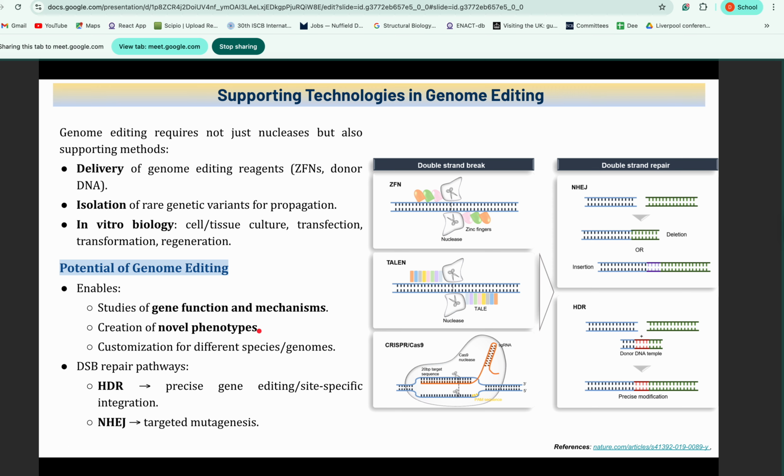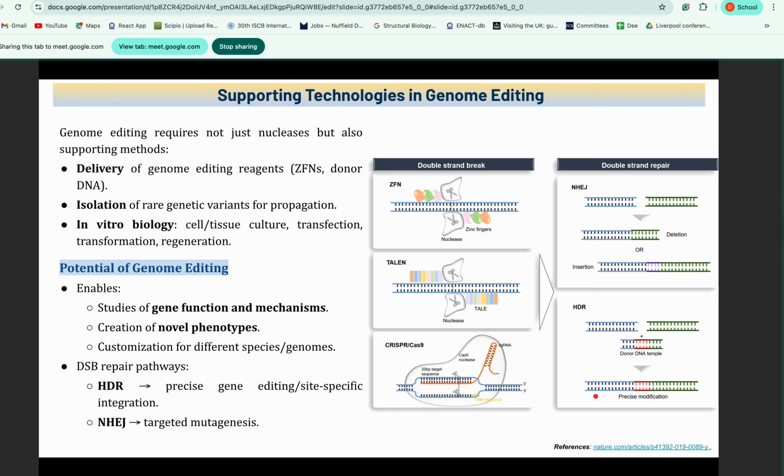You can design novel phenotypes. You can customize for different species and genomes. Then there are double strand break repair pathways. With the help of homology dependent repair, we can edit the gene, we can insert a novel gene or new gene. And by NHEJ, we can do knockout studies or we can do targeted mutagenesis.